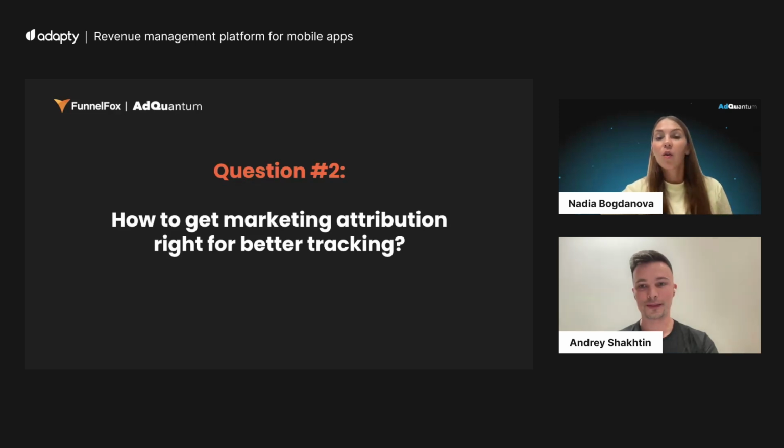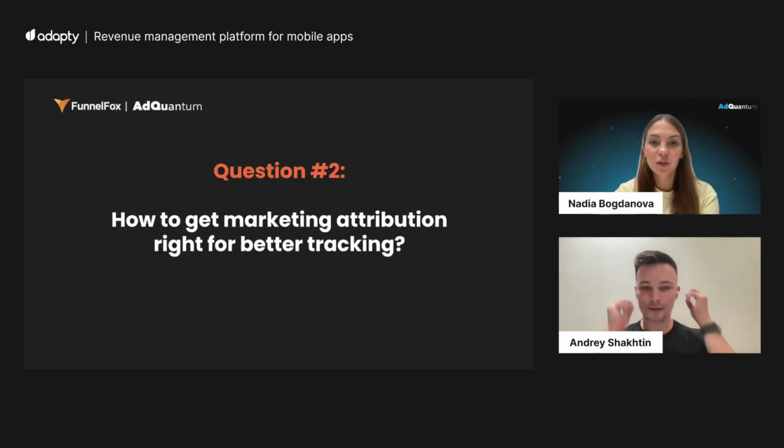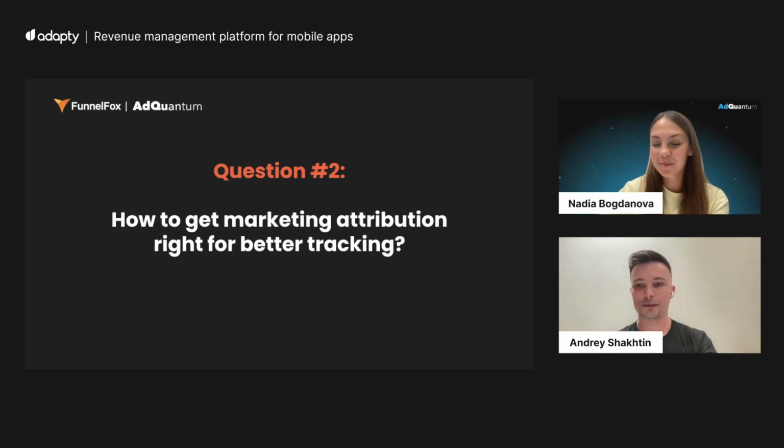It's also a really important part, not to lose your data, and actually one of the best advantages of web funnels is that you have more transparent attribution. This is what differs from app campaigns. So Andre, can you share some insights from FunnelFox, maybe best practices, how you help your clients with attribution, and what you consider important while making the web funnel and setting up the attribution?